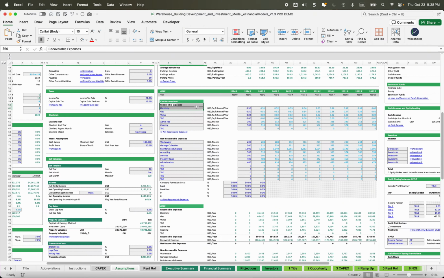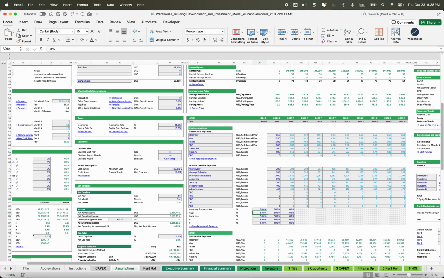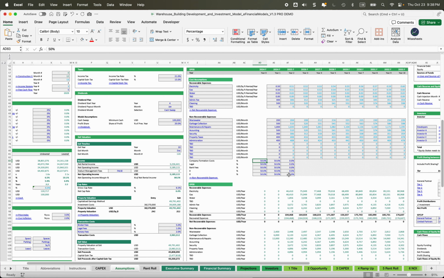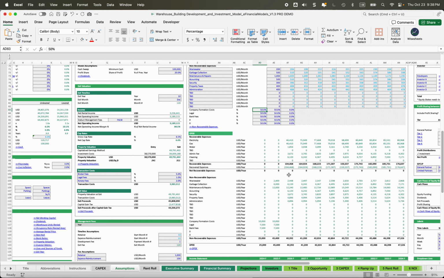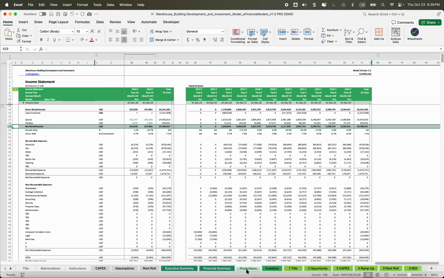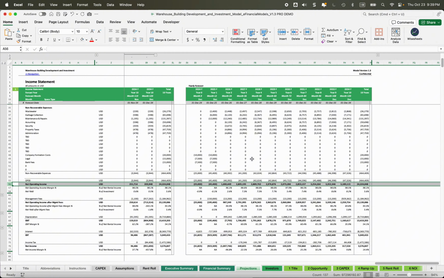Basically they are effectively paid by the tenant. And we have non-recoverable expenses, which in the end will have to be paid by the landlord, by us. We then also have, at the beginning, some company formation costs, so we enter the budget, and then we can also specify in which forecast year these expenses are to be incurred. And then this gives us our forecast of the OPEX, of the operating expenses, and then the net operating income.